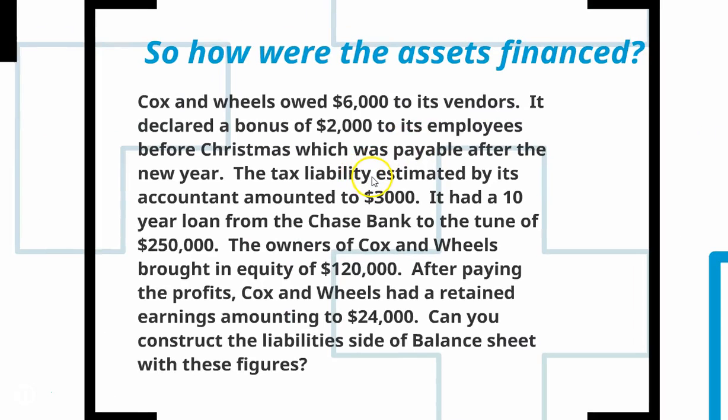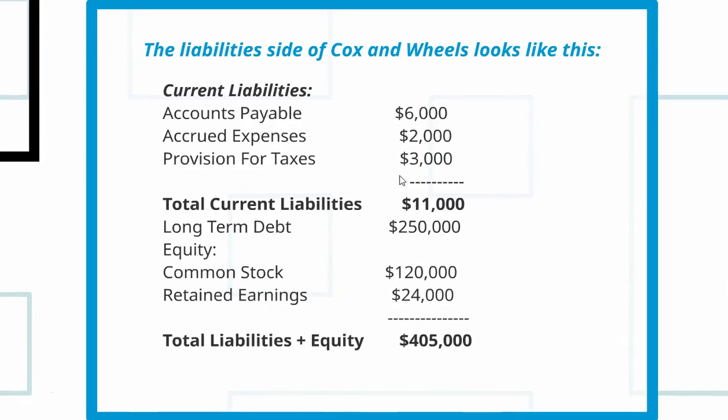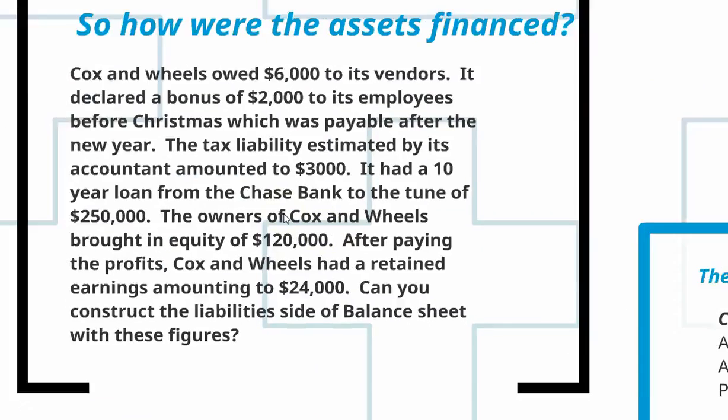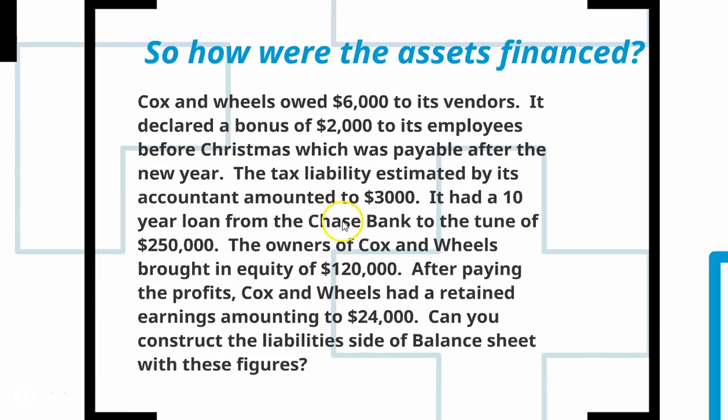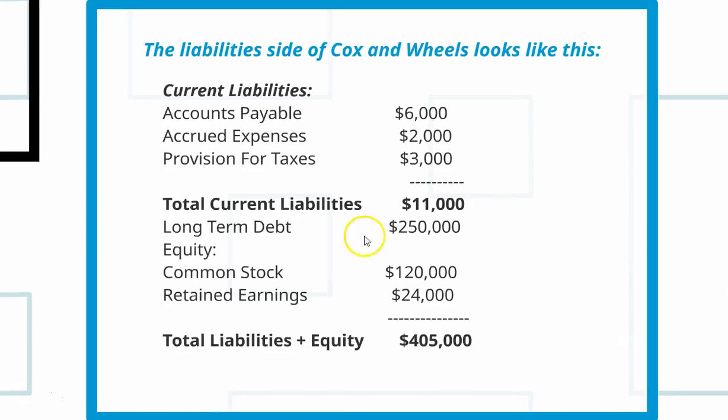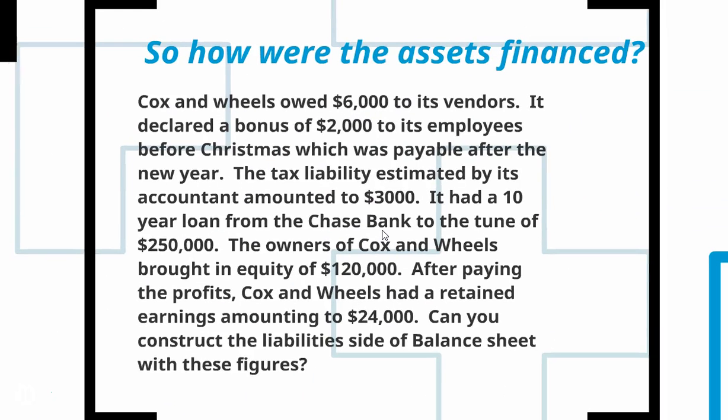Then the tax liability estimated by its accountant, it's an estimate, appears as provision for taxes, $3,000. So if you add $6,000 plus $2,000 plus $3,000, you get $11,000 of current liabilities. Then if you look at the long-term debt, it had a 10-year loan from Chase Bank to the tune of $250,000. That appears as long-term debt here, $250,000, because it's a 10-year loan.